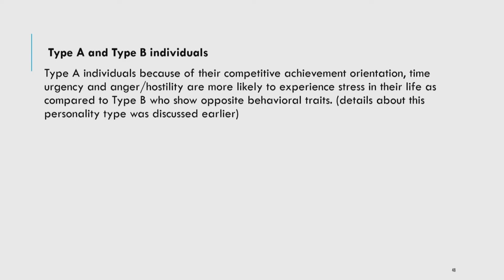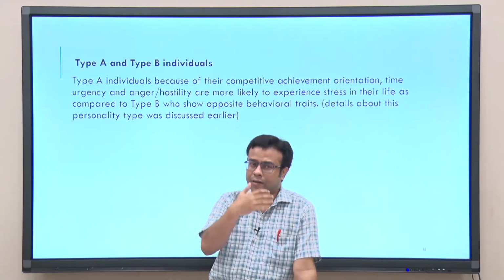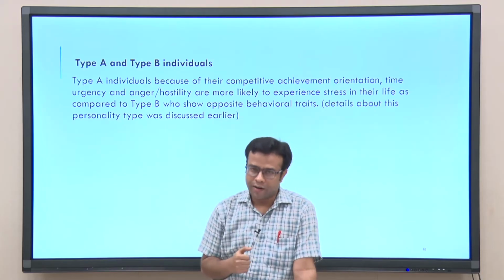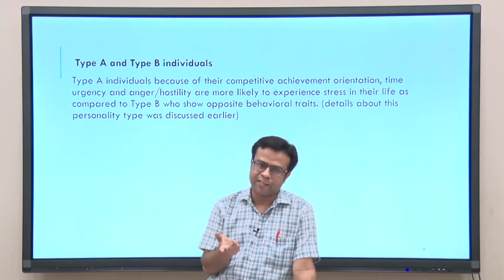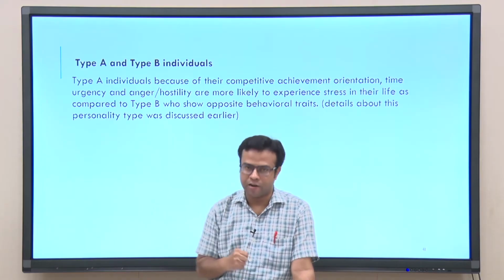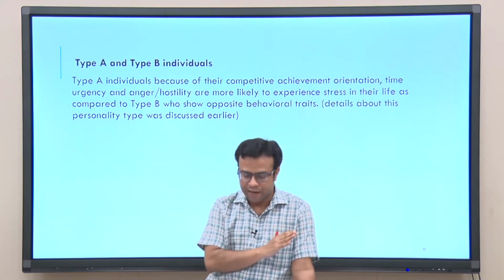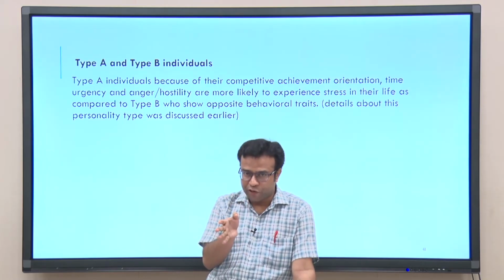So, these traits were specifically discovered while doing research by two cardiologists who were trying to understand whether some specific people are at higher risk for heart disease. So, in that context they found that two types of personality traits are there which may have some connection with heart diseases. We have discussed it in detail, and I will just briefly talk about it here, that they found two types of individuals in this context.